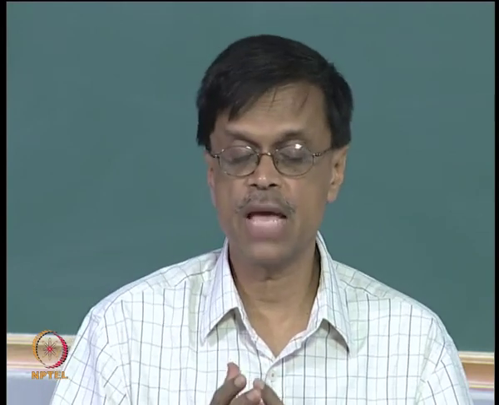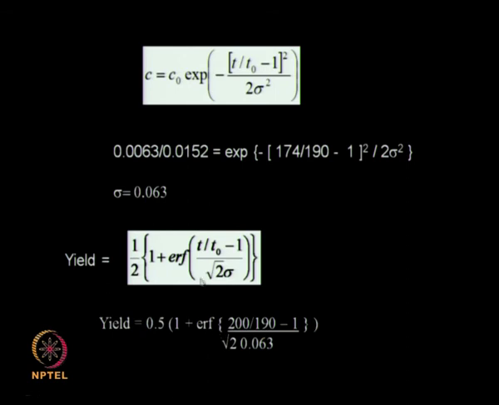So if you want to do that sort of calculation, we can use these equations. The main equation that comes here is yield is equal to 0.5 multiplied by 1 plus erf of T divided by T naught minus 1 divided by square root of 2 into sigma. So T naught is your retention time, and T is the time up to which you are collecting your sample. Sigma you calculate from the previous data which is available. Sigma T naught is the standard deviation of the Gaussian distribution.